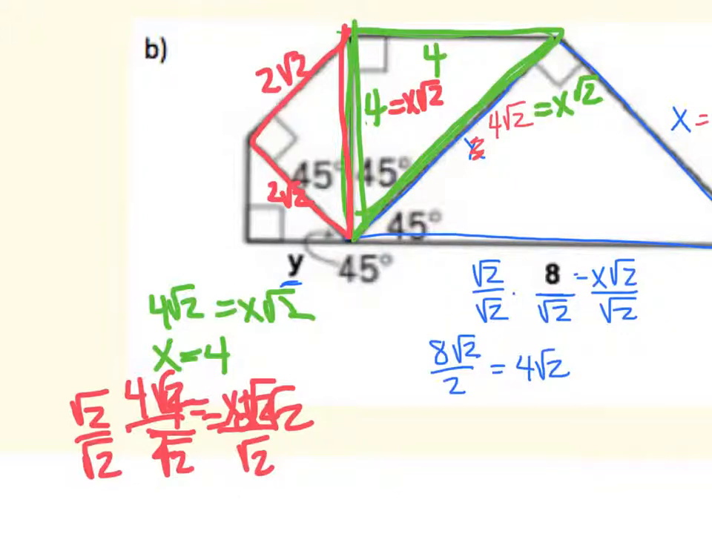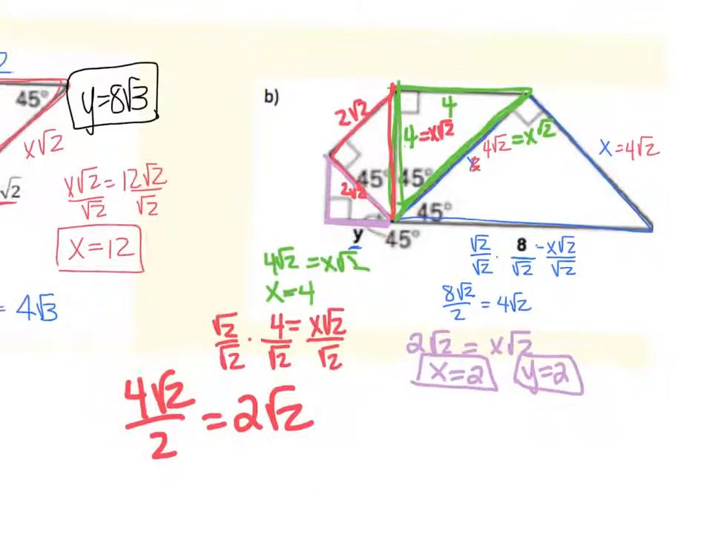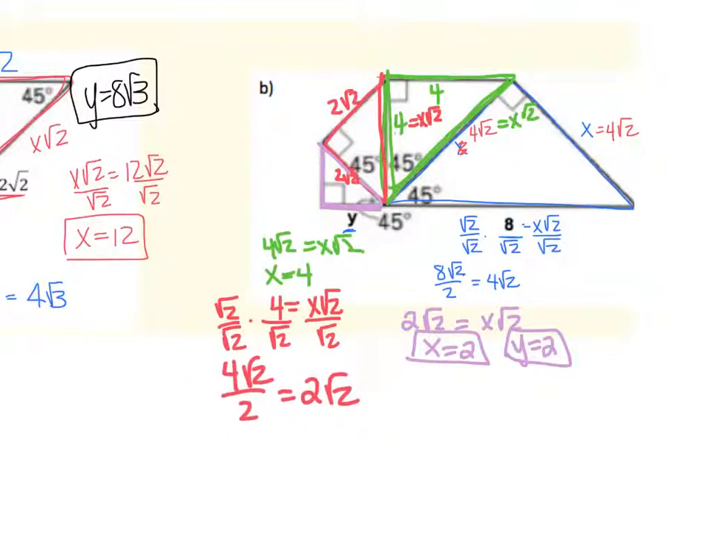So last triangle here in purple. The 2 root 2 is the x root 2, because it's the hypotenuse. So x is just going to equal 2, and that's the leg length. So that's also y. So y equals 2 as a final answer. Okay, so keep finding the side lengths that are shared, and then you want to work your way around the triangles.